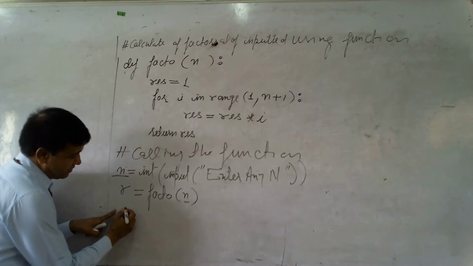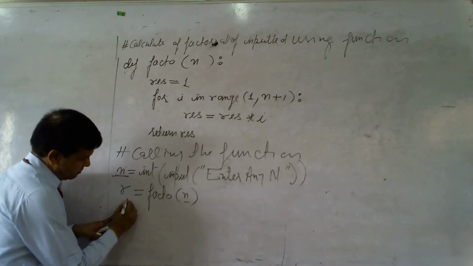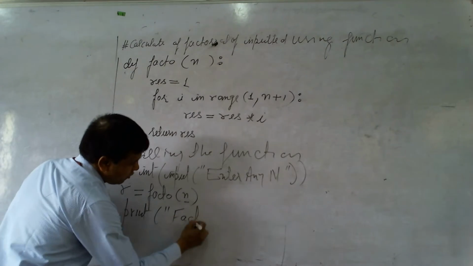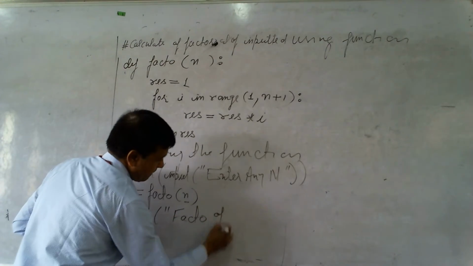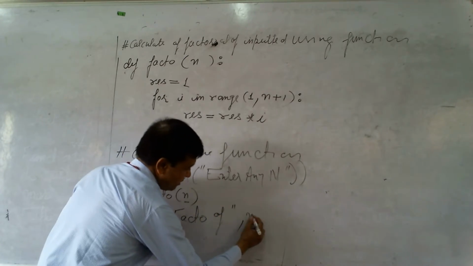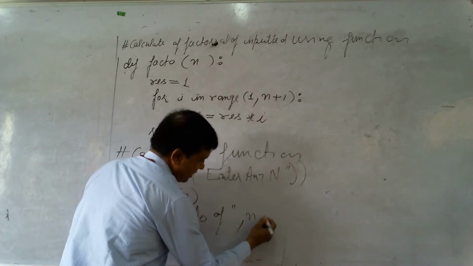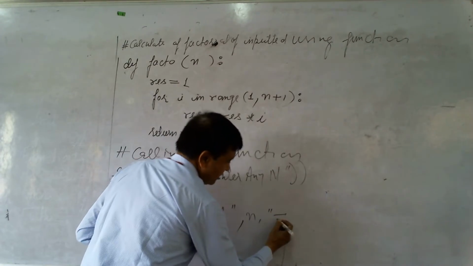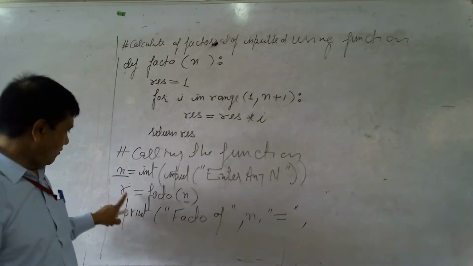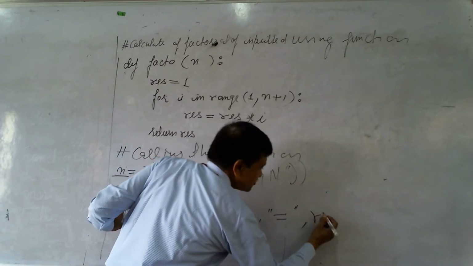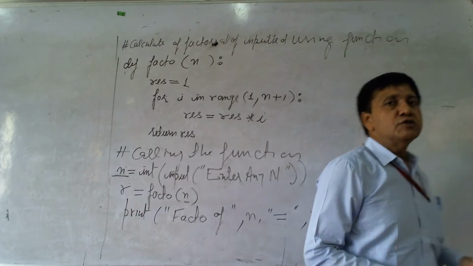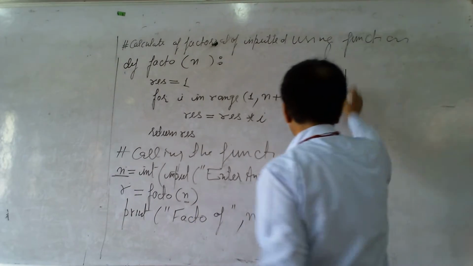Now I will print the result, output. I will write here print facto of, and then the message, then the value of the variable, again a string message. I am using here equal, and this comma, the value of the factorial. This is r, this is stored in r. This is the program. Now I will explain to you how this program will be executed using this dry run.